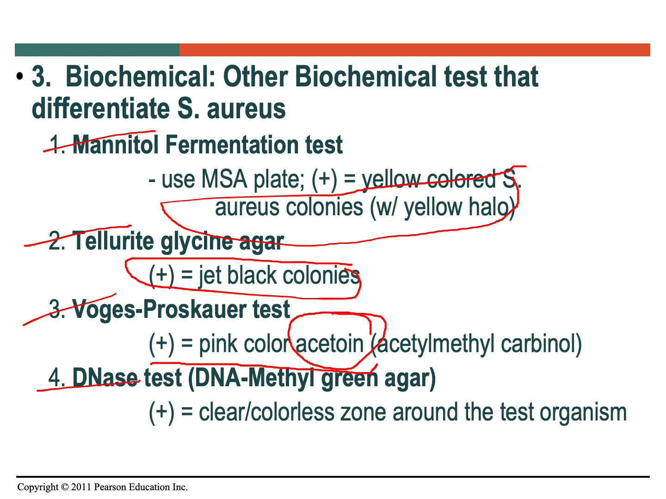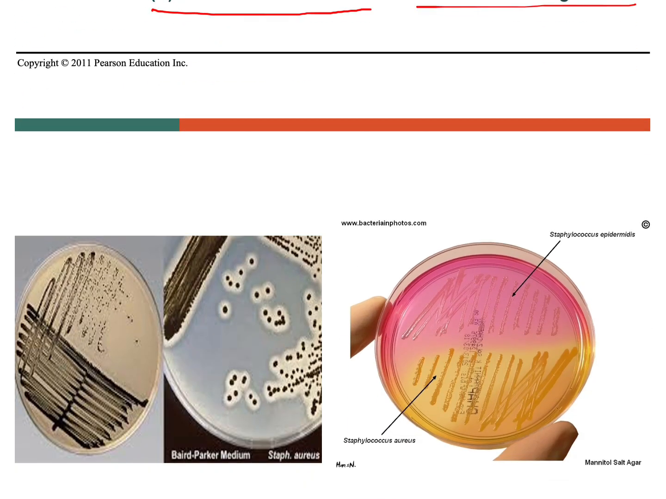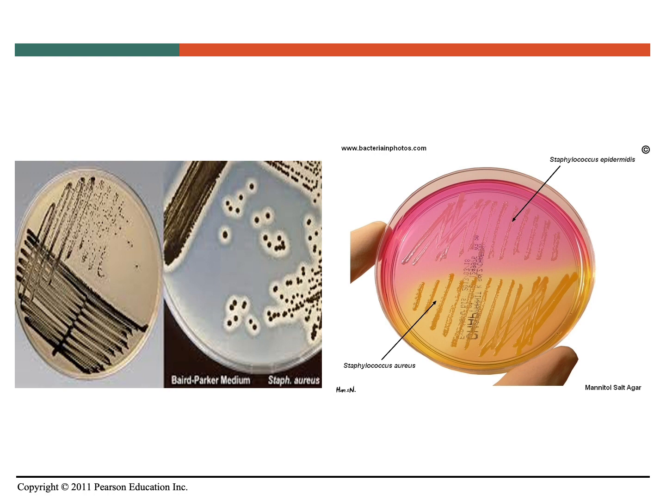And Dnase test, so positive for clear zone around the test organism. So the picture. These are your tellurite agar. This is your mannitol salt agar. Okay, so this is your Staphylococcus aureus, and this is your Staphylococcus epidermidis. See, there is a difference because your Staphylococcus aureus ferments the mannitol, while your Staphylococcus epidermidis does not ferment mannitol. And again, the pH indicator for this one is phenol red.